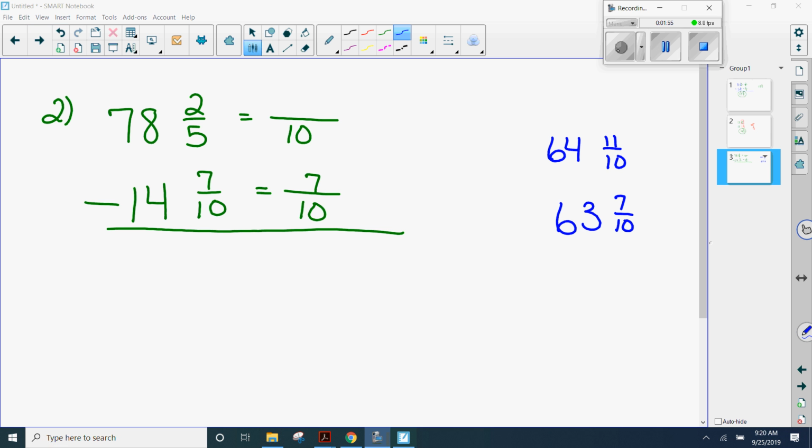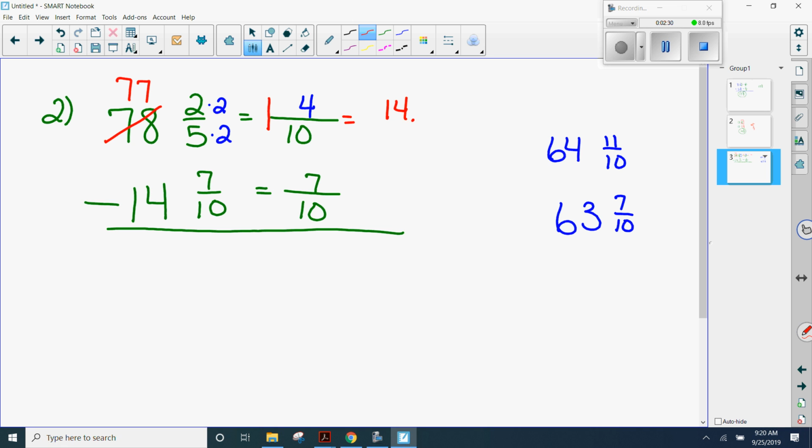All right, so you have 7/10. You have to take 5 times 2 to get 10. So I take 2 times 2, which is 4. Can I take 4/10 minus 7/10? No. So I have to borrow, right? I borrow from the 78, making it 77. And I bring over how much? 1. What is 1 and 4/10 as an improper fraction?